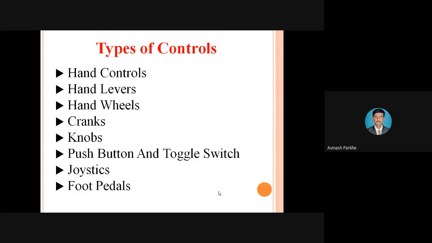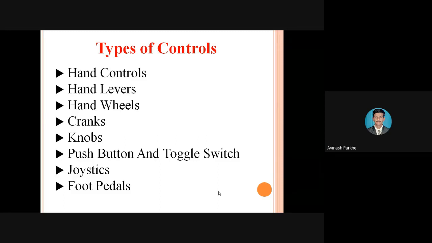So once again, good afternoon all. We have started chapter number 3, which is related to ergonomics and industrial safety. And related to that, in the last lecture, we covered the different types of displays which we are using in the industry.